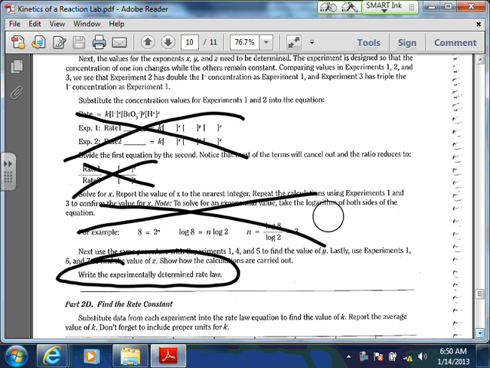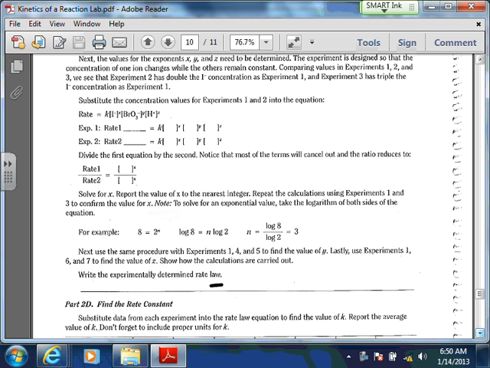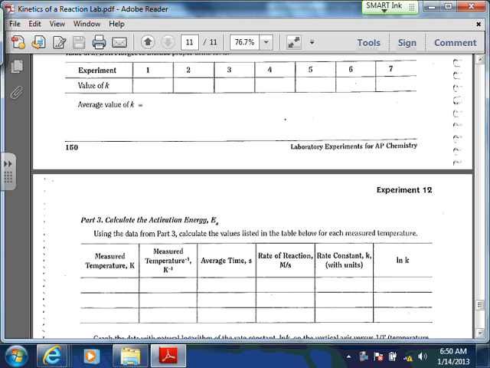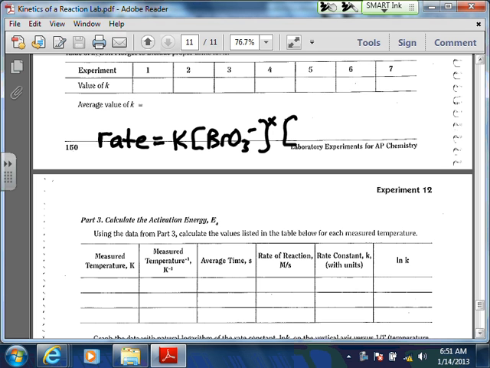Then finding the rate constant from there should be fairly easy. It's just what we normally do. So then you've got experiment 1, and you're going to find your value of k for each experiment. Again, that's a little bit of a pain, and then you're going to find the average value of k. So again, once you have your order with respect to each of your reactants, rate equals k times the BrO3 minus to whatever power times the H plus. I think I'm getting these in order. Times the concentration of the I minus.